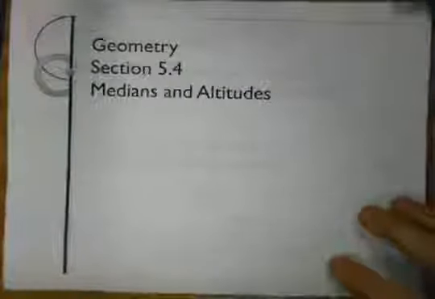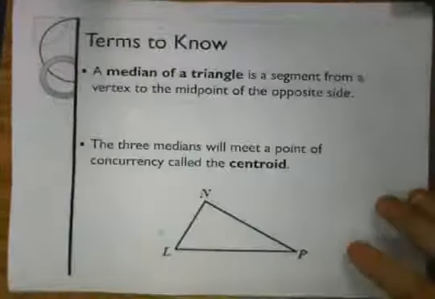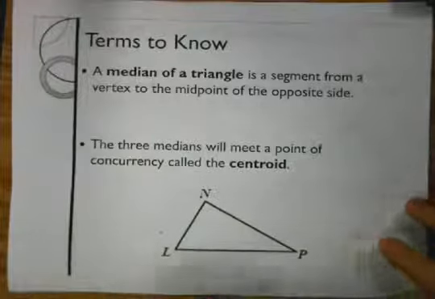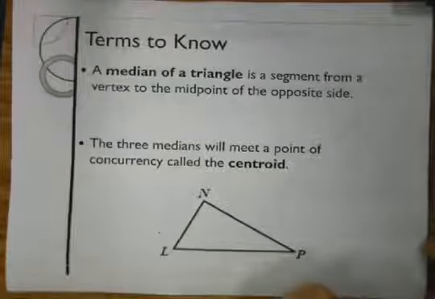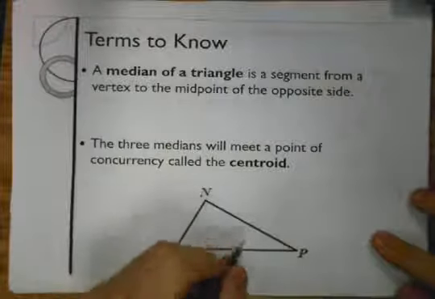For this section 5.4, we're looking at medians and altitudes. So let's start off with looking at the median of a triangle. The median of a triangle is the segment from a vertex to the midpoint of the opposite side. So it requires us to find a midpoint.